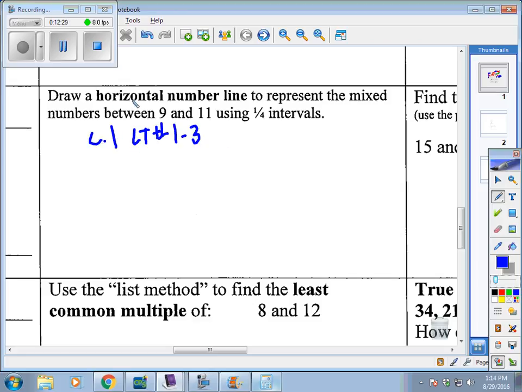Okay, so you're drawing a horizontal number line to represent mixed numbers between 9 and 11. Just real quick, make sure you recognize the word between. Okay, and you need to decide whether or not that will include 9 and 11.